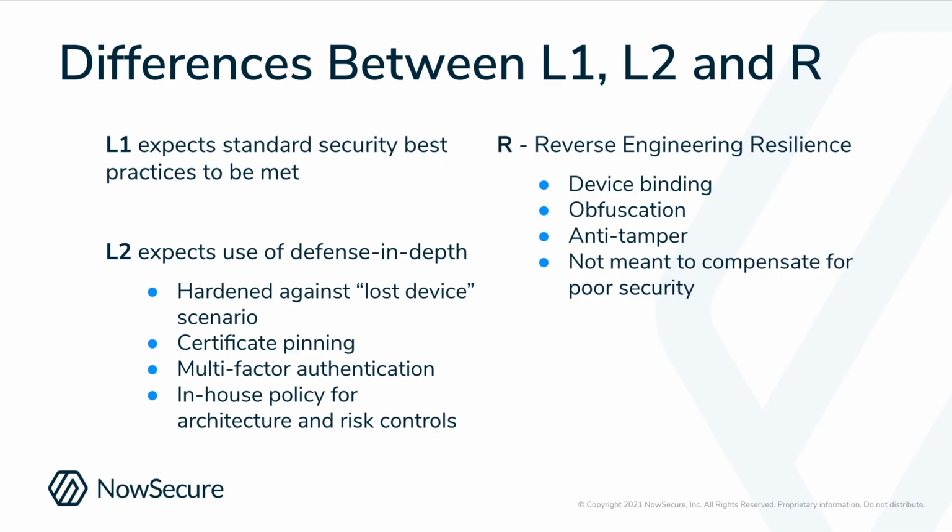Then there's L2. You have applications that have special requirements. Those could be things like performing certificate pinning or other technologies that really harden your app. And these are applications that really do have some additional requirements. And we're going to break these up in a moment and actually talk about the differences between all of them. And then finally, reverse engineering resilience. I told you before, but we're looking at device binding, code obfuscation, anti-tamper, and other things. But again, they're not meant to cover up for poor security. They're meant to enhance the security of an already secure app.